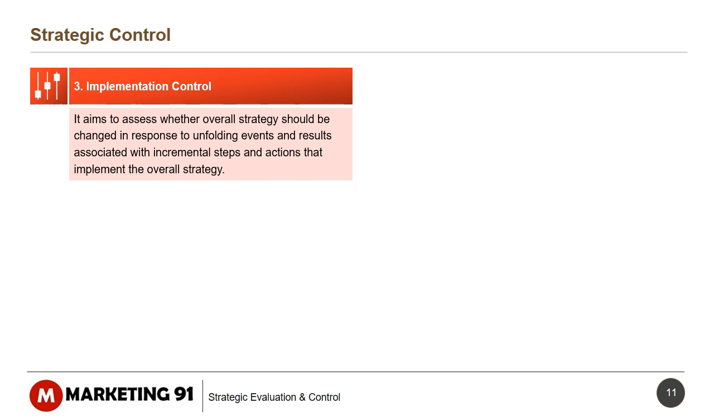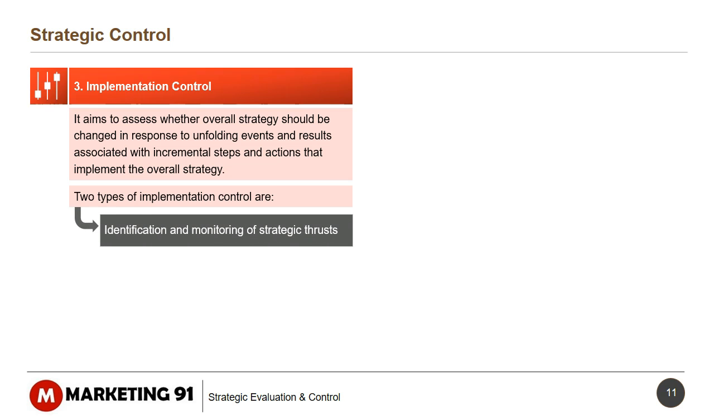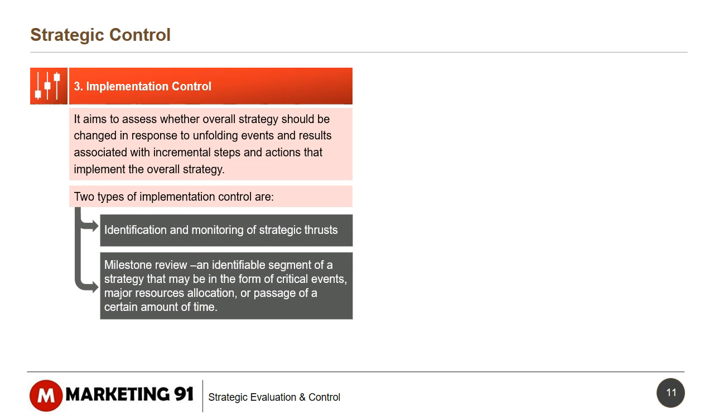Implementation control. It aims to assess whether the overall strategy should be changed in response to unfolding events and results associated with incremental steps and functions that implement the overall strategy. 2 types of implementation control are identification and monitoring of strategic thrusts. Milestone review. An identifiable segment of a strategy that may be in the form of critical events, major resources allocation, or passage of a certain amount of time.